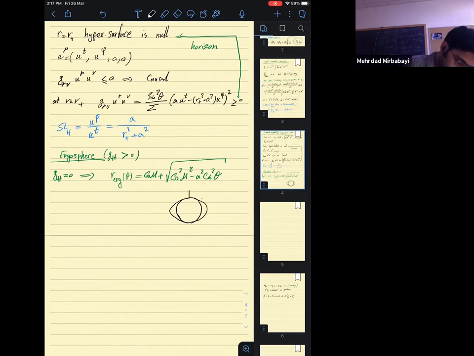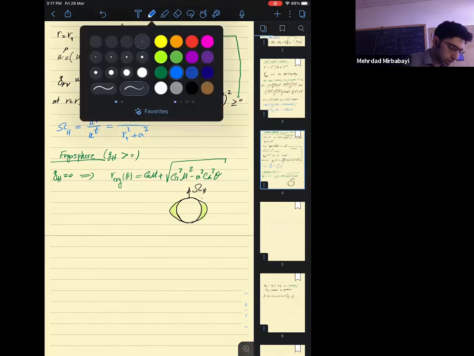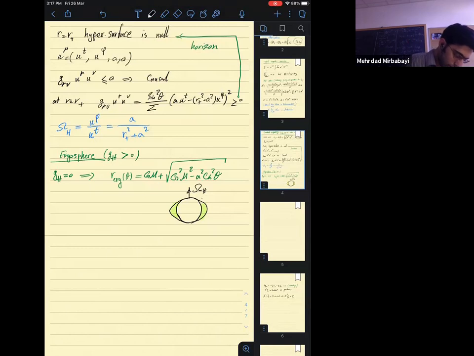So if the black hole is rotating along the z direction, in this direction, so you have omega h here, then there's this region, which is the ergosphere. Now, what happens in the ergosphere? In the ergosphere, GTT is larger than 0.